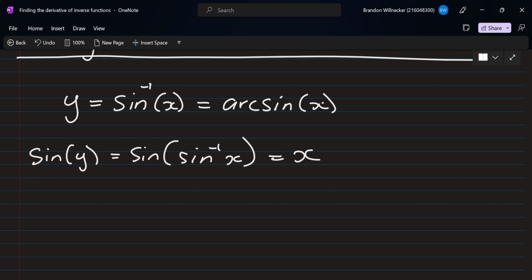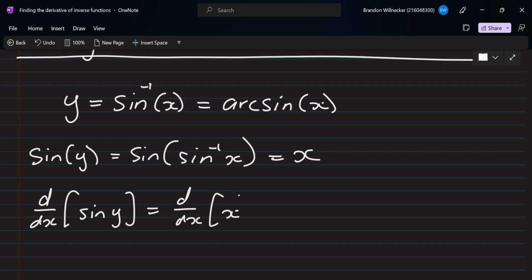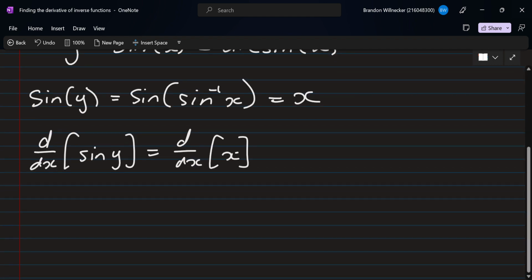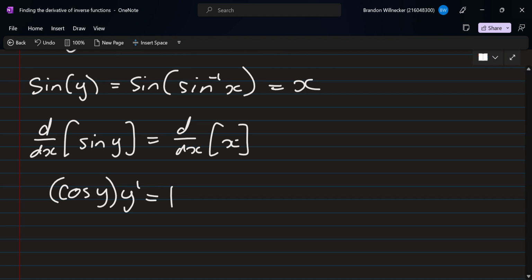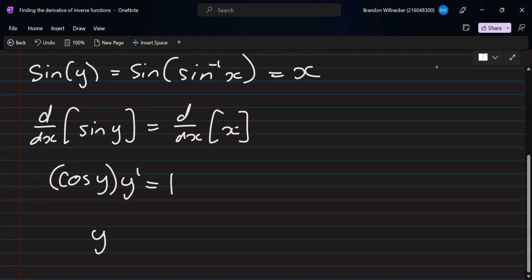So let's do that. d by dx on both sides. And let's just go through. So the derivative of sine is going to be cosine. And then the derivative of y, because of chain rule, we get y prime. Derivative of x is just going to be 1. So we have y prime is 1 over cos of y.